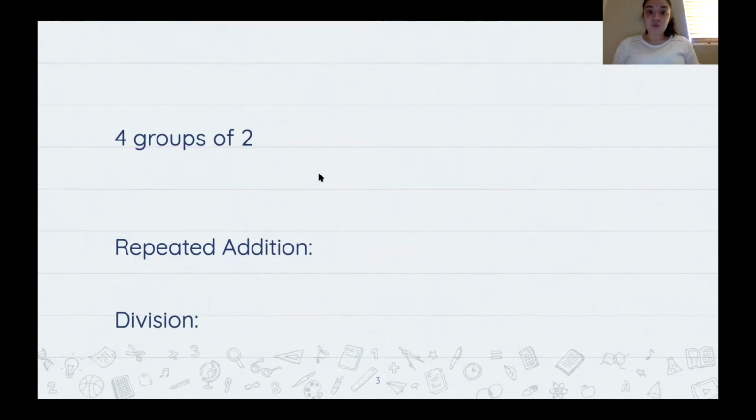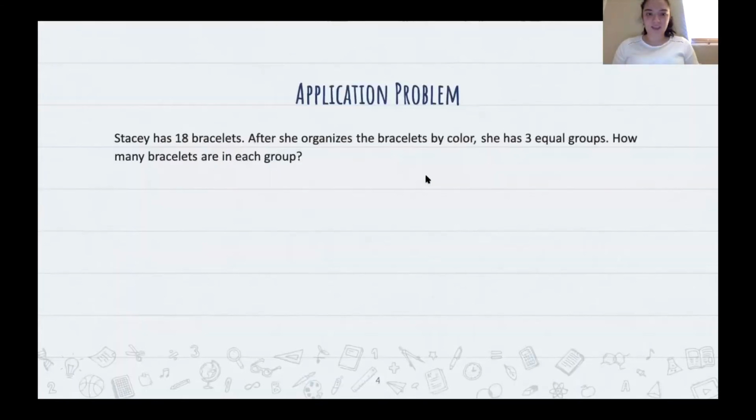All right, let's go ahead and move to our application problem for today. Stacy has 18 bracelets. After she organizes the bracelets by color, she has equal groups. She has 3 equal groups, I'm sorry. So how many bracelets are in each group?